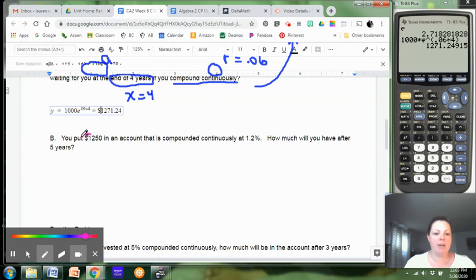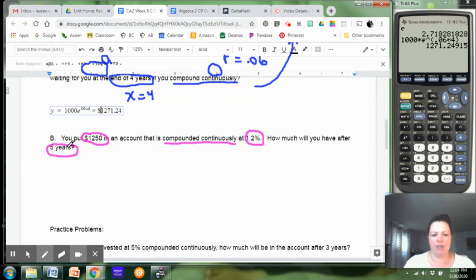We're going to put $12.50 in an account that is compounded continuously. So compound continuously, that's important, at 1.2%. How much will we have after 5 years? So we're putting $12.50 in, that's your A. Compounding continuously means that we need to use the E equation and not the other equation that we were using last time. And our R is only 1.2%, so it's going to be 0.012 is the decimal we're going to use for R. And our X is going to go on for 5 years.